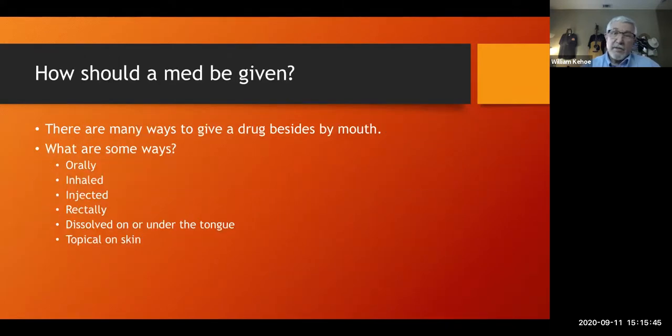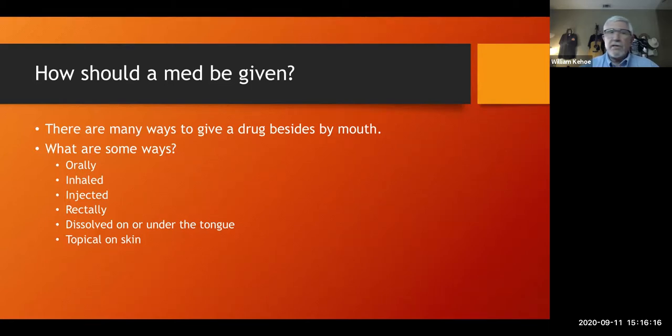Now, how should it be given? Okay, there's a lot of ways besides putting a drug in a person's mouth to get it into the system. The idea is we want it absorbed from somewhere to get into the systemic blood circulation. So obviously the most common route of administration is oral. And we have a number of preparations that can be used in that situation: tablets, capsules, liquids, elixirs, orally dissolving tablets. There are a number of things that we can put in the mouth and get it into the body.